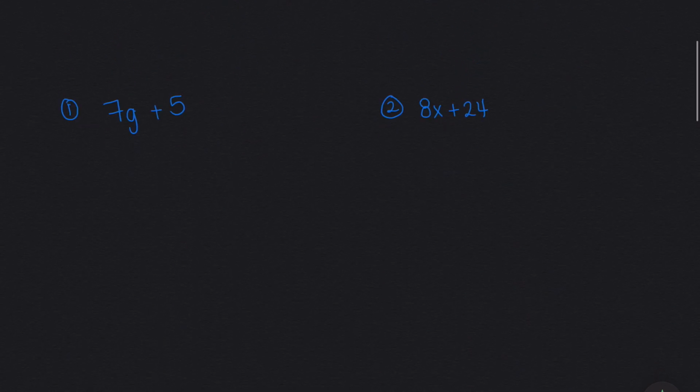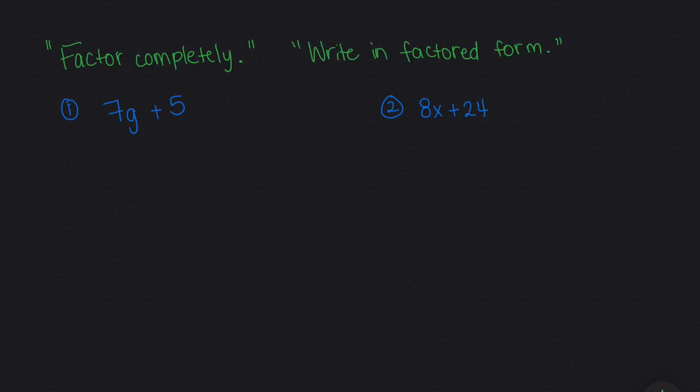Let's get started. The instructions here would be factor completely. The instructions could also say write in factored form. Both of these mean the same thing. If we look at number 1, we have 7g plus 5. Let's take the numbers 7 and 5 and think about what their greatest common factor is. In this case, 7 and 5 have no factors in common except for 1.